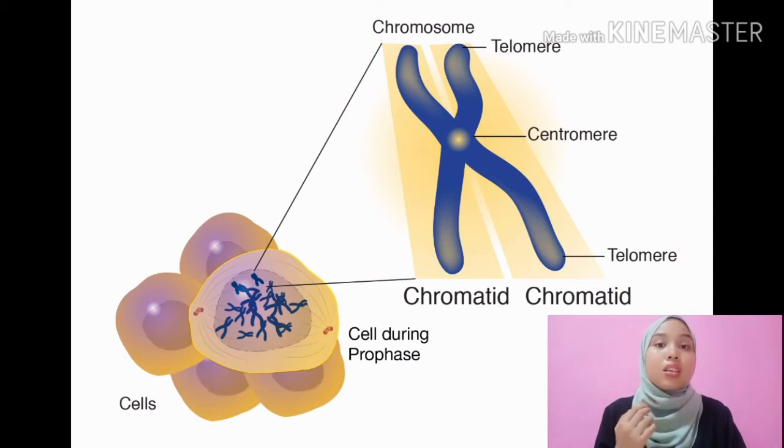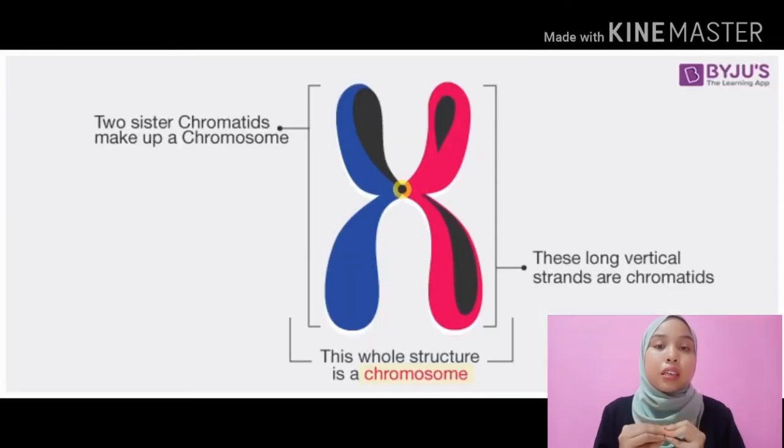Next, a chromosome consists of 2 chromatids, which are attached together at the centromere. When 2 chromatids are joined together at the centromere, we call them sister chromatids.